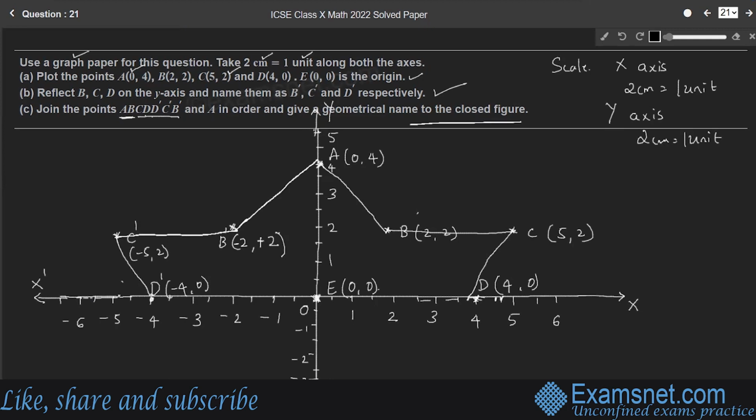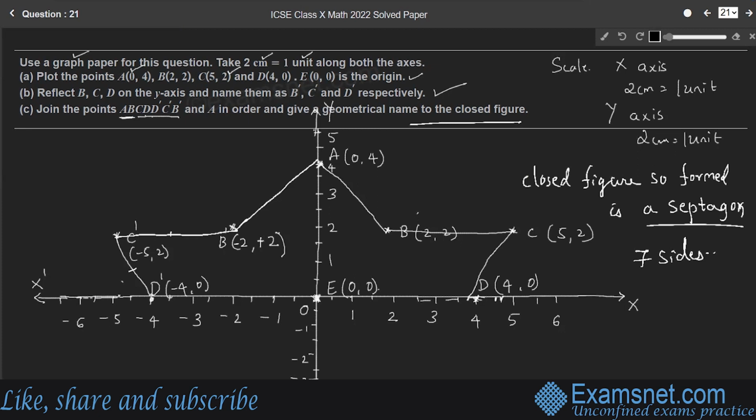So what is this figure? It has 1, 2, 3, 4, 5, 6, 7 sides, right? So the closed figure which has 7 sides is a septagon, right? Therefore, the closed figure so formed is a septagon. Septa means 7, right? So which has 7 sides. Hence the answer.